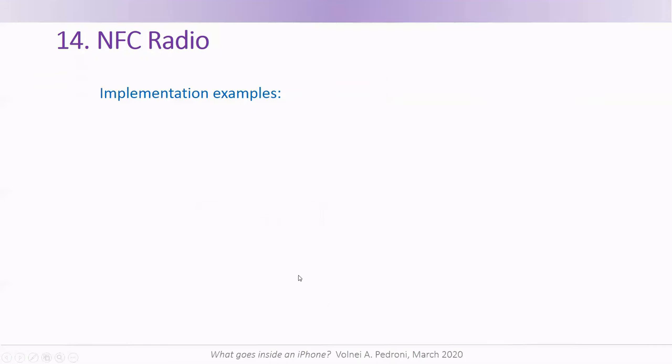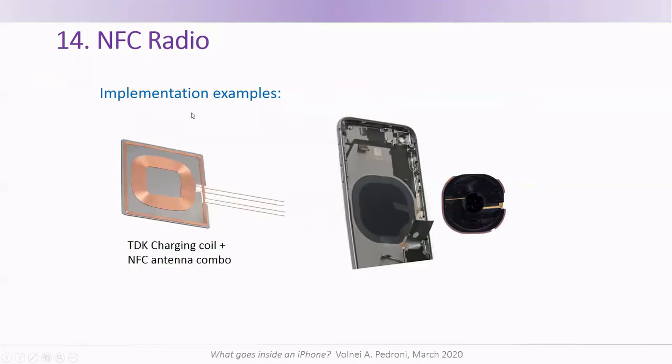To close this part, let me show some implementation examples. This one is from TDK. It's a very, very common implementation. It combines the battery charging coil with the NFC coil. So you see many turns here, a few turns there. Another option is to have the NFC antenna at the top of the cell phone.